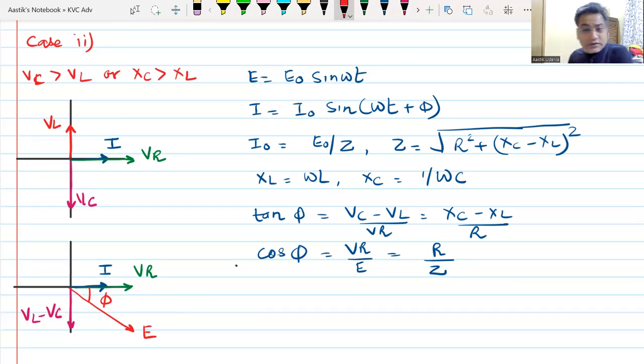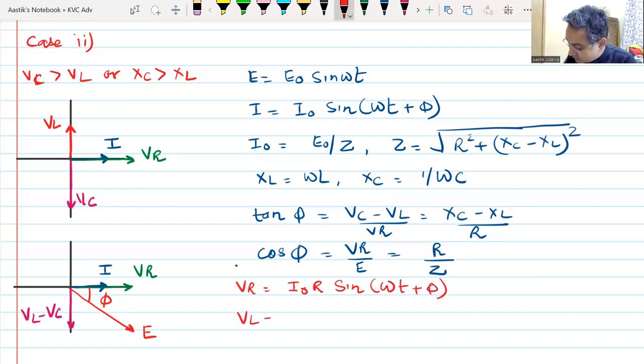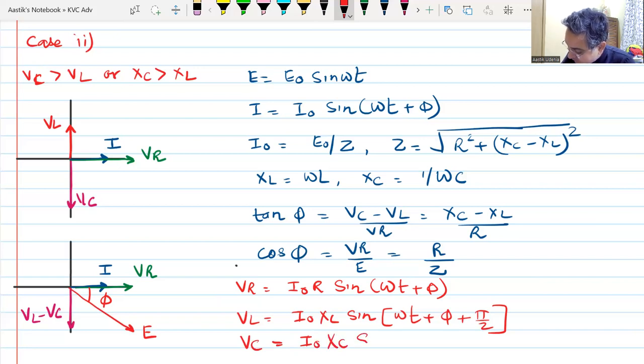The last thing they could have asked you is the value of VR, VL and VC as a function of time. So VR as a function of time, you multiply I with R and keep the phase constant same as the phase of current. So it becomes sine omega t plus phi. To get the value of VL, you multiply this by XL sine of, remember, the voltage across the inductor is leading by a phase angle of 90 degrees. So plus phi plus pi by 2 you add here. To get the value of VC as a function of time, you have to do this sine of omega t plus phi minus pi by 2.